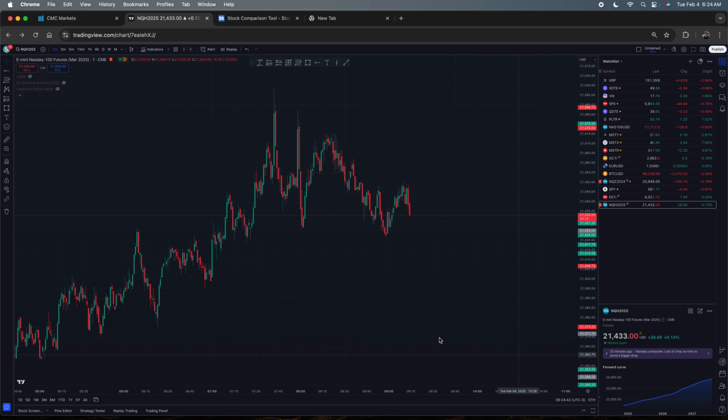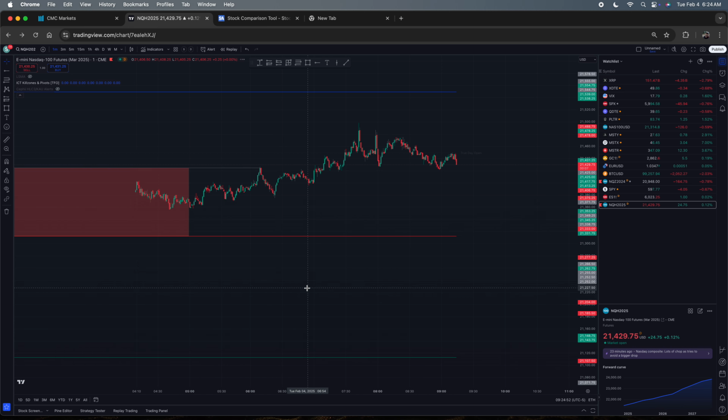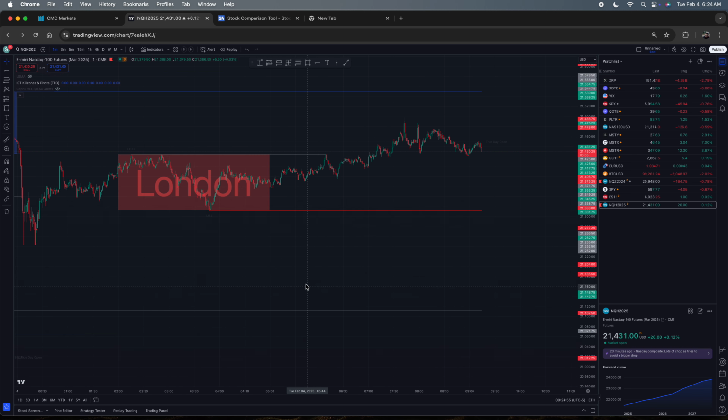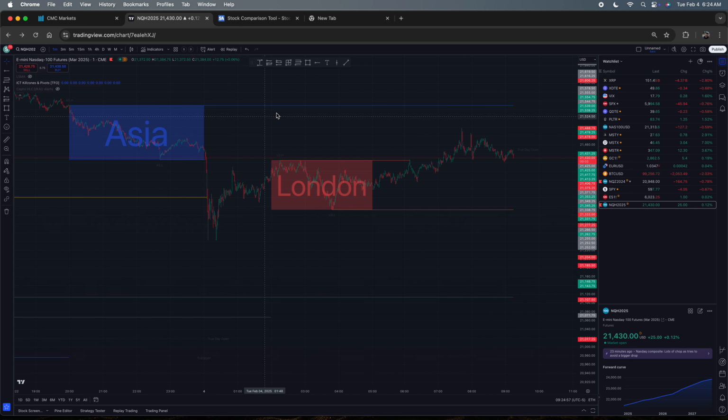hours, and this is all the price action throughout the night, and we're going to turn on our ICT kill zones and pivots. And here we can see we have our Asia high and our London low. We're going to take both of these numbers and transfer them over to our chart. So that number is 21,312.